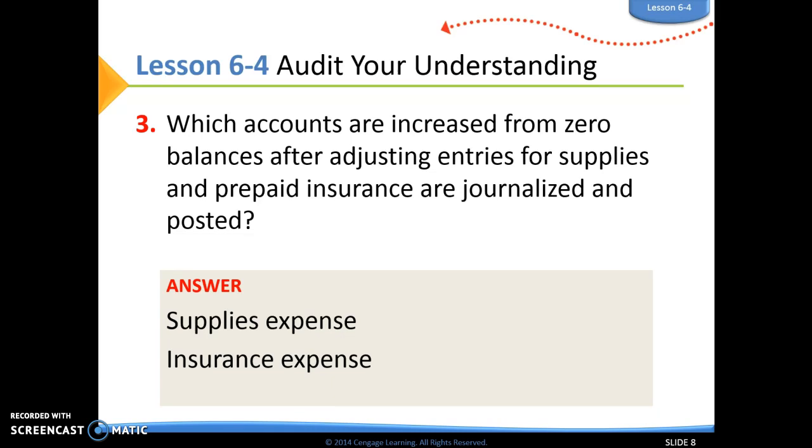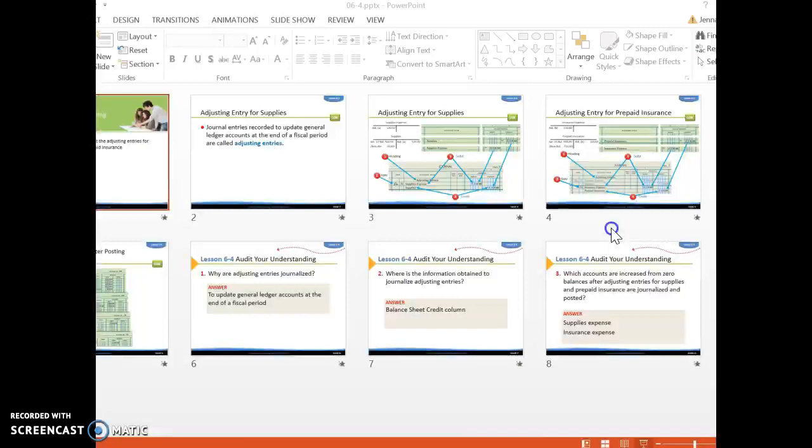Those accounts then are going to show what we used during that fiscal period, what the expense of doing business was during that fiscal period. You can now open up the 6.4 work together.